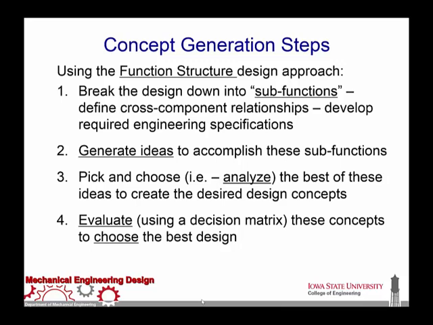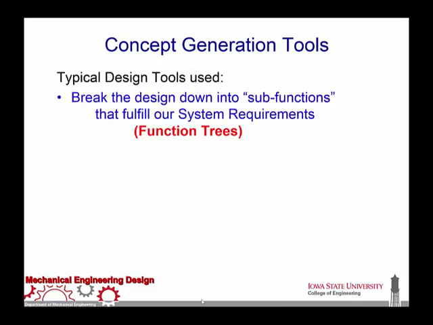From this, we can generate the ideas that would accomplish these sub-functions. From there, then we can pick and choose, that is through analysis, what are the best ideas that would create the desired design concepts. And then lastly, evaluate our design concepts and choose the best design. So if we look at our tools that we typically use for breaking the design down into sub-functions, we're going to start with function trees and identify the systems and subsystems in our design that we're wanting to put together.